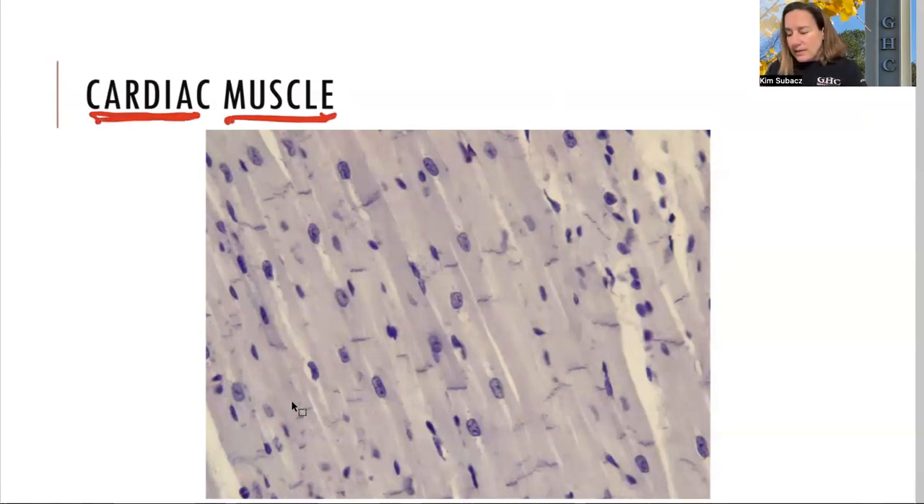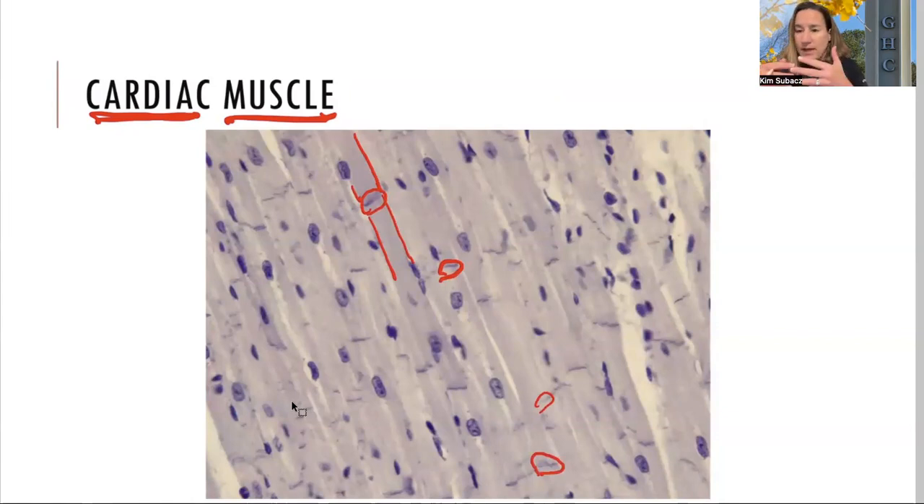When you look at this slide, these cells also look kind of long, but a giveaway that you're looking at cardiac muscle cells are these guys. So look at these really long cells. Here's another one that's really long. But if you look at this, I hope you can notice these dark areas where the cells connect. These dark areas are called intercalated discs. Intercalated discs.